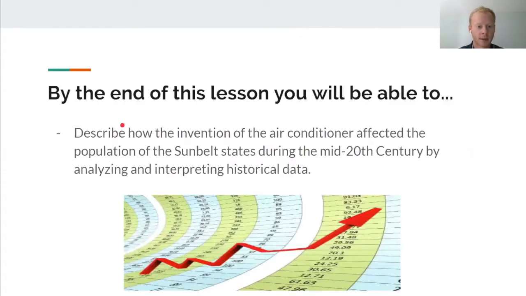Okay, so by the end of this lesson, you will be able to describe how the invention of the air conditioner affected the population of the Sun Belt states during the mid-20th century by analyzing and interpreting historical data. So if you don't know what Sun Belt means, we're going to look at that in a couple seconds.